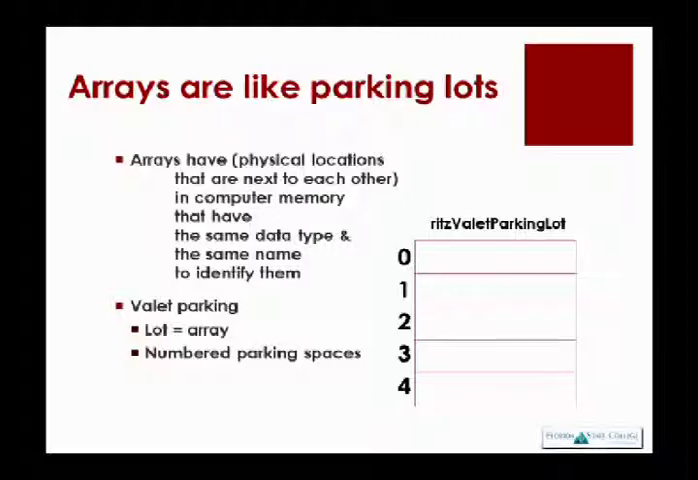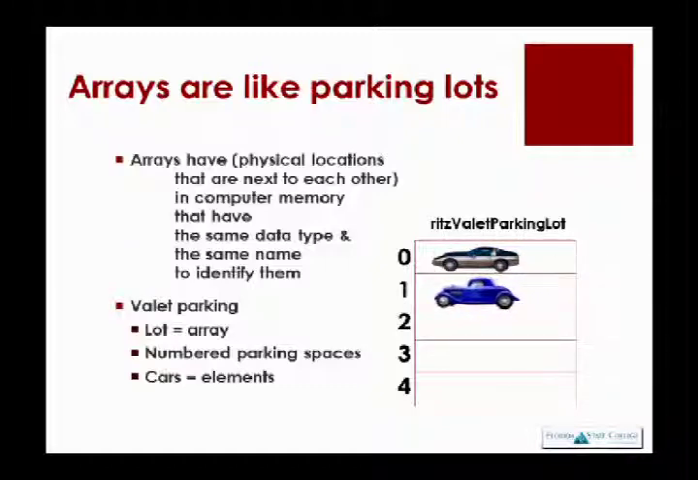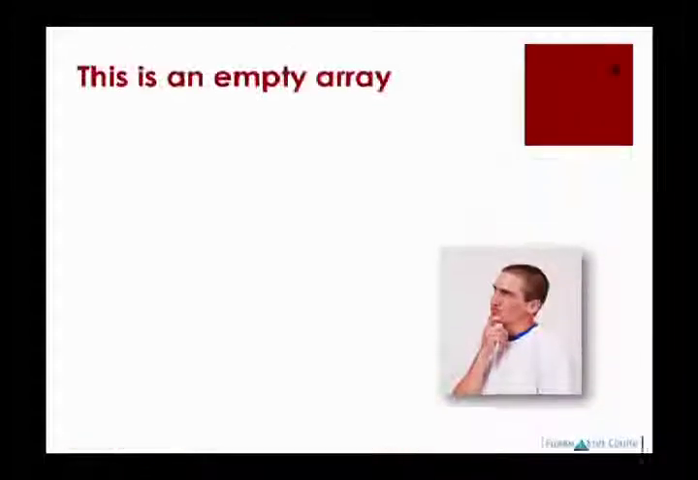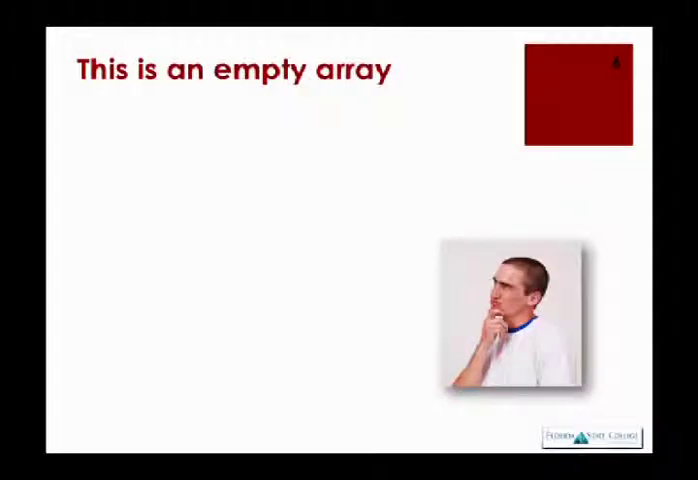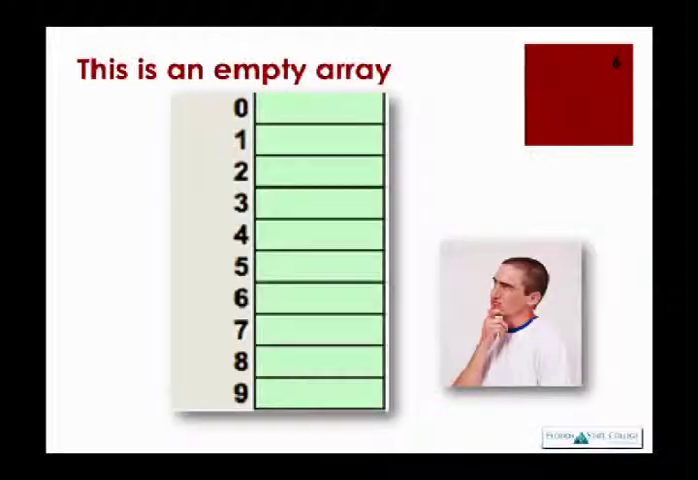So what goes in each one of those parking spaces in the parking lot? Well, in this case, we're going to put cars. Cars are going to be our simulated element. So what does an empty array look like to the computer? Well, this is it. It's just a parking lot of empty parking spaces, numbered starting with 0, and they're all together.